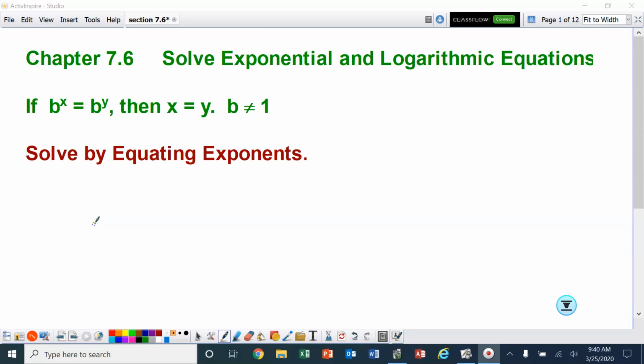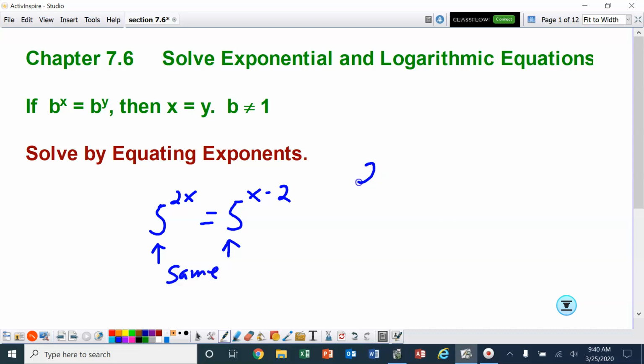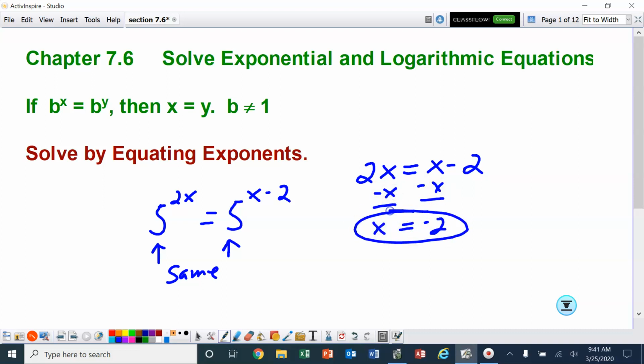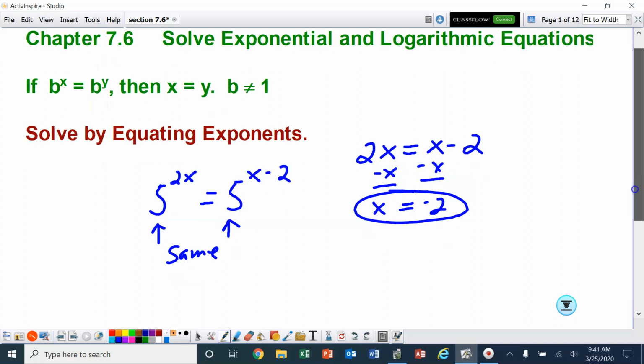So the first thing we're going to do is start by solving by equating exponents. We're going to start off with a real simple example here. Let's say we have base 5 to the 2x equals base 5 to the x minus 2. You'll notice the bases are the same. If the bases are the same, we can simply set the exponents equal to each other and solve for x. In this case, x equals -2.